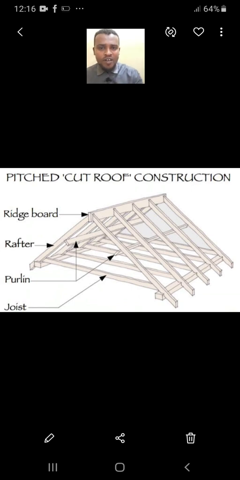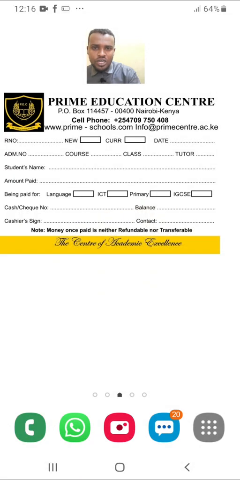How many beams are there? 5 beams. Good. Now let's go back to the lesson.